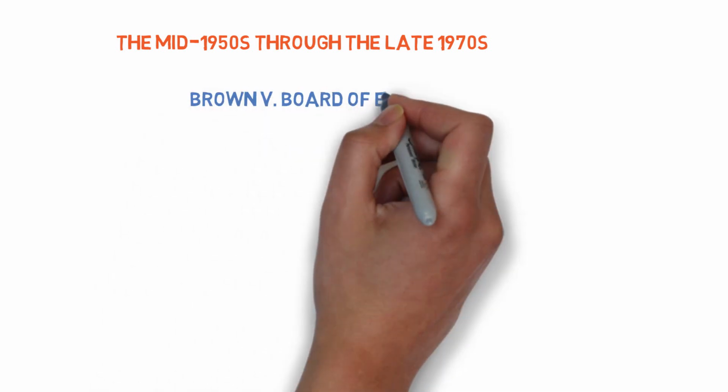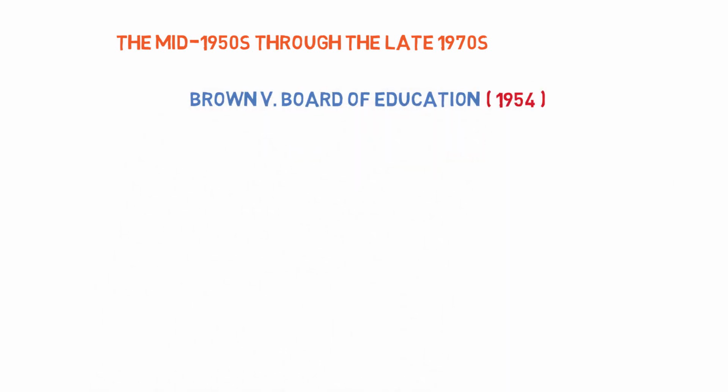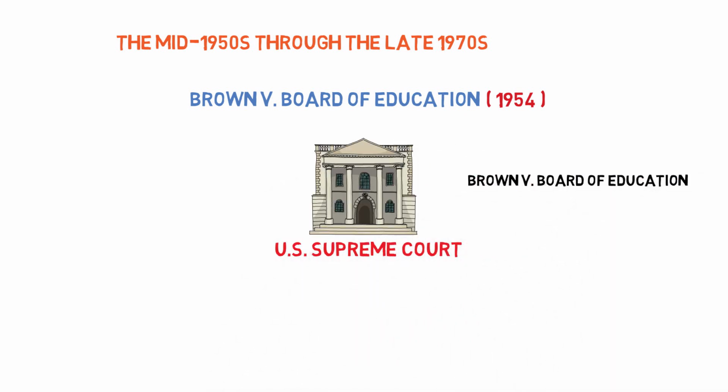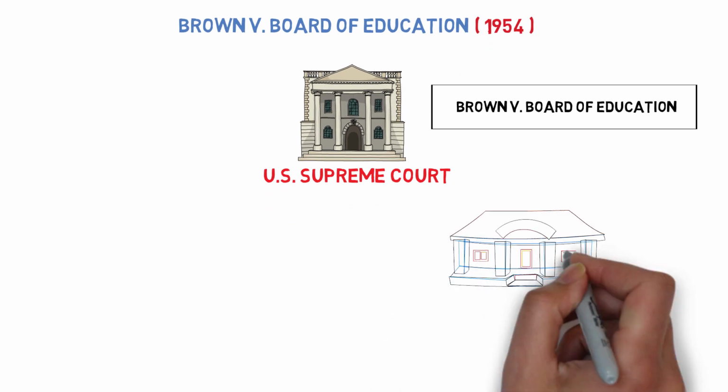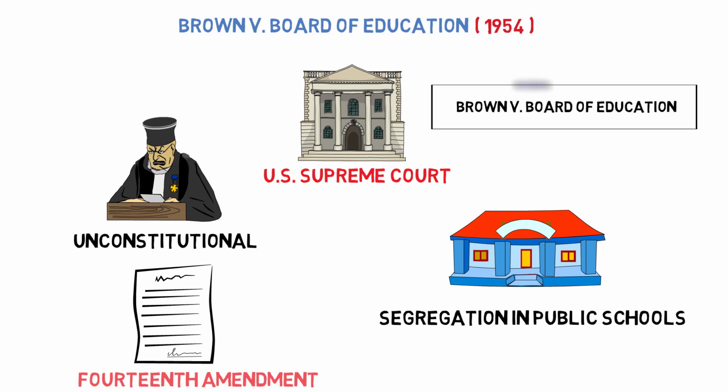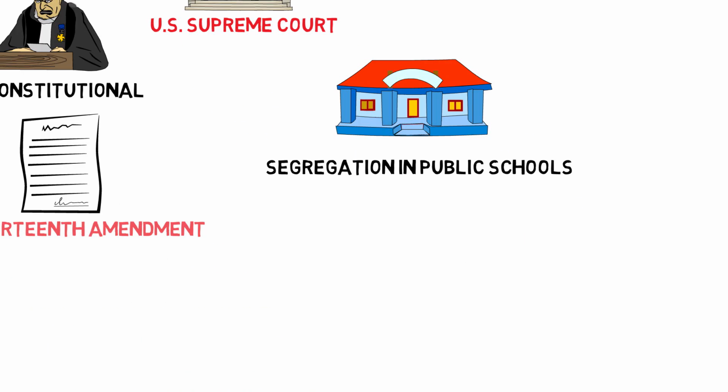Brown v. Board of Education. In 1954, the U.S. Supreme Court ruled in the landmark case of Brown v. Board of Education that segregation in public schools was unconstitutional, according to the 14th Amendment. This decision laid the groundwork for future legal challenges to segregation and discrimination.